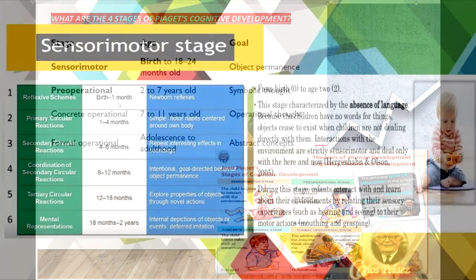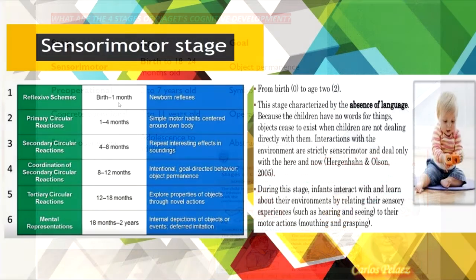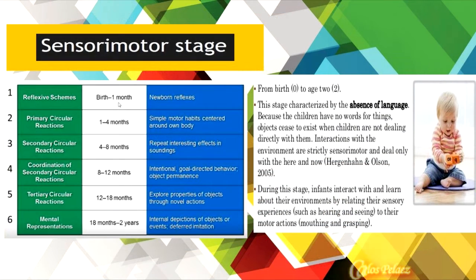Let's take a look at the first stage, the sensory motor stage. This stage ranges from birth to 2 years old. This stage is characterized by the absence of language. Because the children have no words for things, objects cease to exist when children are not dealing directly with them. Interactions with the environment are strictly sensory motor and dealing only with the here and now.